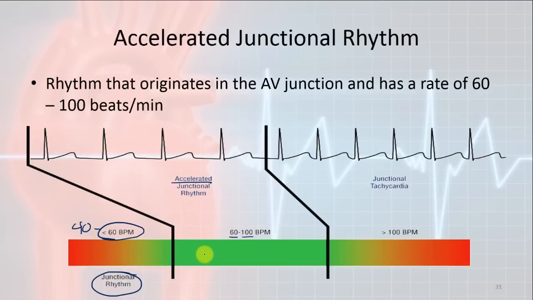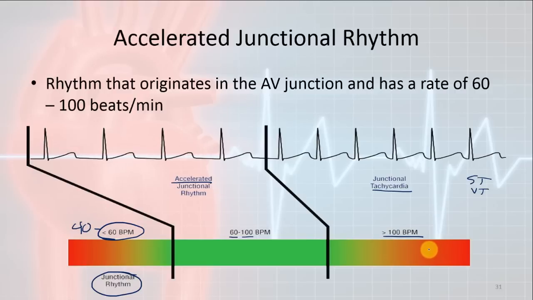Any rhythm that depolarizes with a ventricular rate of greater than 100 is always called tachycardia. For example, sinus tach, junctional tachycardia, and even ventricular tachycardia. Ventricular tachycardia has a ventricular rate of over 100 beats a minute. Any rhythm over 100 is considered tachycardia. In this case, junctional tachycardia is a junctional rhythm that goes over 100 beats a minute.